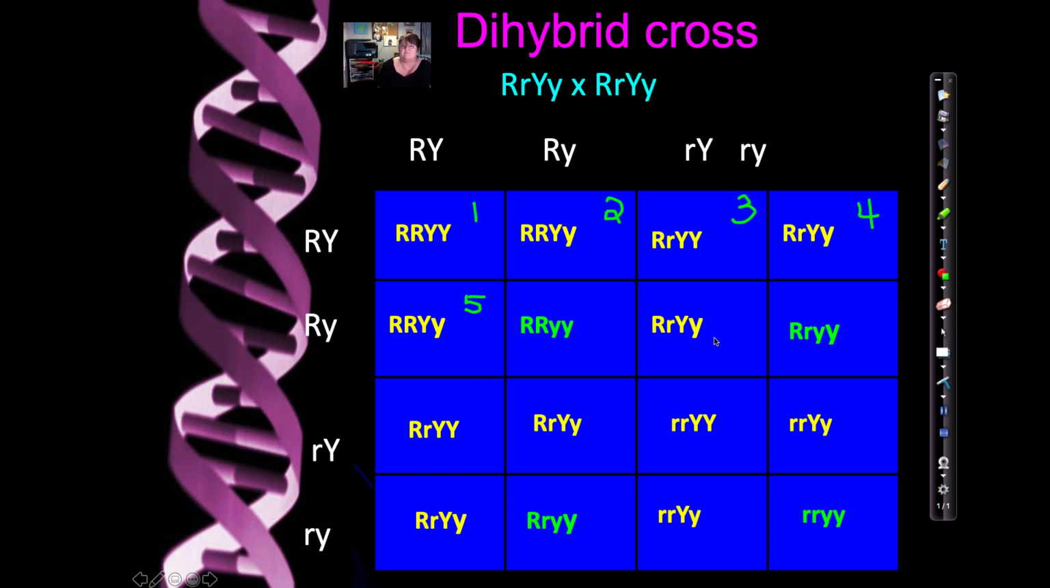Okay, what about this one? Yep, round and yellow, so we're looking at 6. This one, no, because that's supposed to be a little y. What about this one? Yep. So that's 7. What about this one? Yep. 8. What about this one?